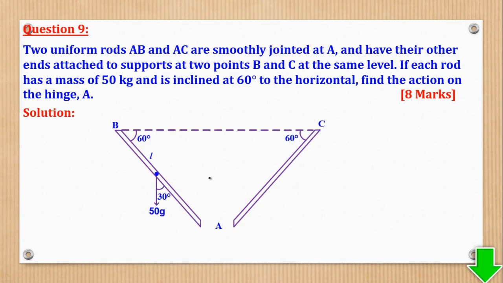So we have split the two rods because they want the reaction at the hinge. So when they want the reaction at the hinge, you have to split the two rods. So just start with the weight.